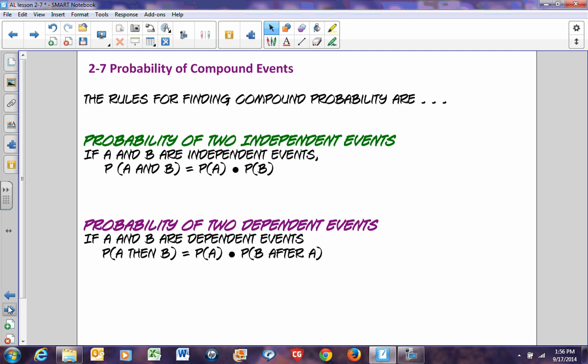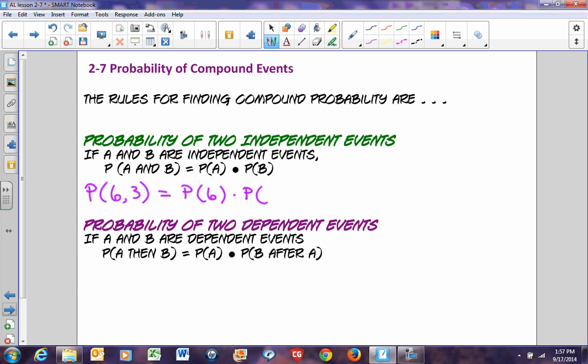For example, if I was going to have a number cube, the probability of rolling a 6 and then a 3 is the probability of rolling a 6 multiplied by the probability of rolling a 3, which in this case, rolling a 6 is 1 out of 6 times, rolling a 3 is 1 out of 6 times. So the probability of both of those events is 1 out of 36 times. I should be able to roll a 6 and then a 3 1 out of 36 times.